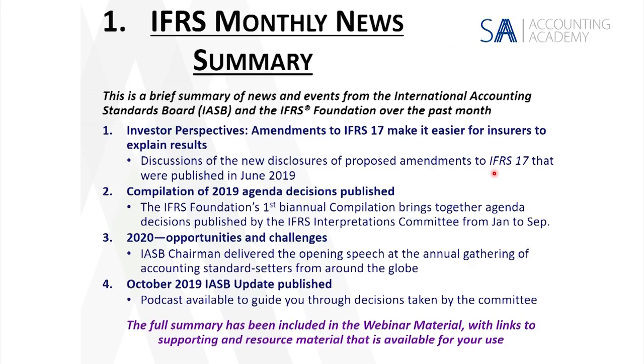Right. Unless we've got one like this month, which we've got the compilation of 2019 agenda decisions published. So this is the IFRS Foundation's first biannual compilation, and it takes all the agenda decisions that were published by the Interpretations Committee from January to September, and it's got them all together. Right. It is a very big document. It is a big one, but I have got it for you. Right. So in terms of your IFRS agenda volume document there, it's a 48-page document, and that's it. They call it volume 1. It's from January to September.